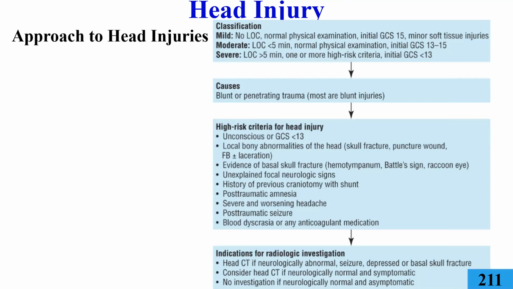It can be blunt, just a crack, or it can be penetrating. There are high risk criteria for head injury: when the Glasgow Coma Scale is less than 13, and there is local trauma, and there is evidence of basal skull fracture, very important. That there is bleeding from the ears. There is Battle sign. Do you guys know what is Battle sign?